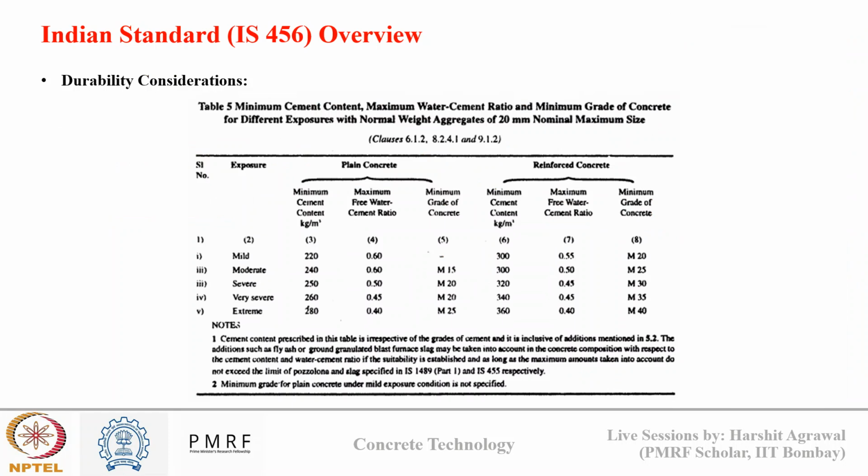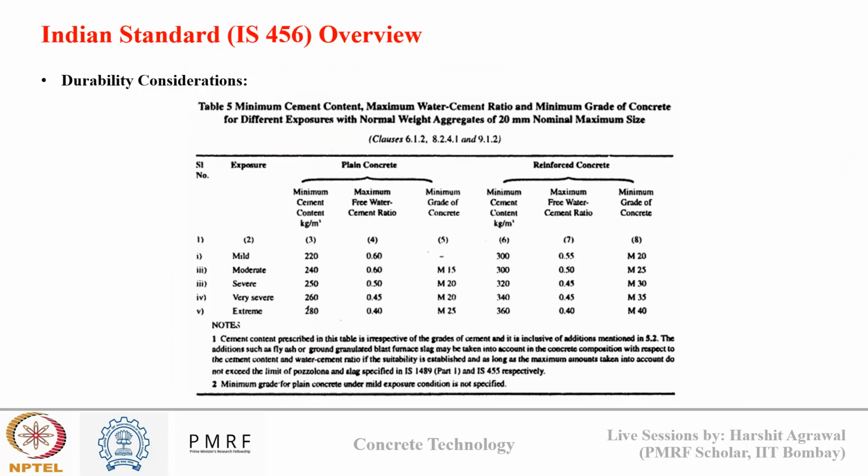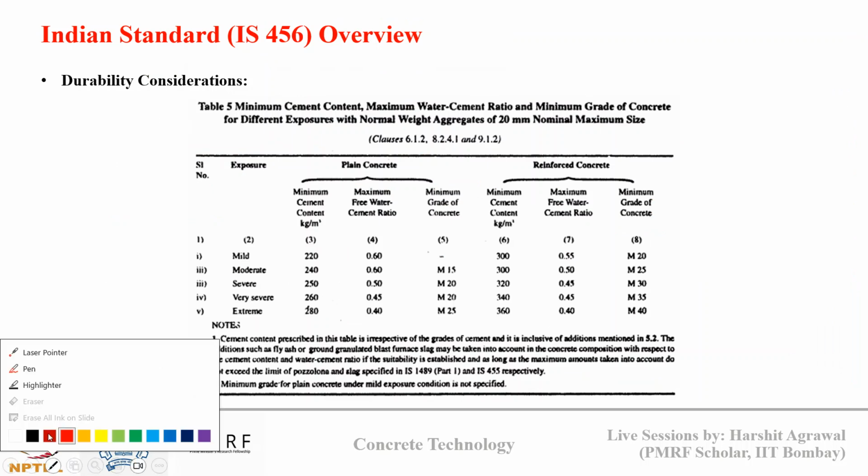Then there is this Table 5, which is titled minimum cement content, maximum water to cement ratio, and minimum grade of concrete for different exposure conditions. So based on the exposure condition that we arrived at from Table 3, different limits have been set on water to cement ratio, cement content, and concrete grade for both plain and reinforced concrete. Okay, that you can see in this table.